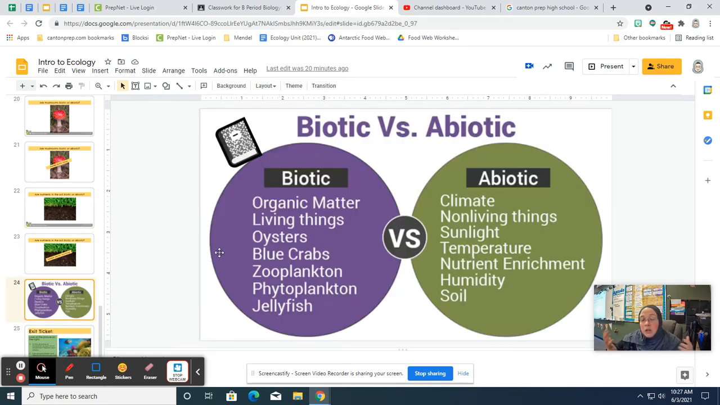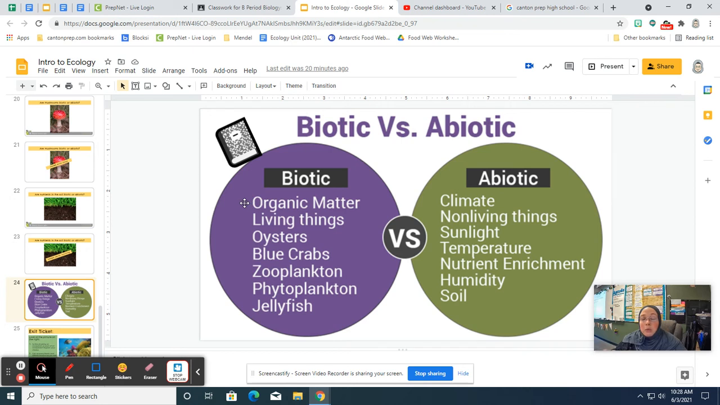If we were to think about an ecosystem, for example, a saltwater ecosystem, let's go ahead and talk about what would be the biotic and abiotic factors of that ecosystem. For biotic factors, you would expect organic matter. You would expect living things, so all the living things in that ecosystem, including, for example, oysters, blue crabs, microscopic zooplankton, microscopic phytoplankton, which are animal-like plankton and plant-like plankton, those two words. And jellyfish, these are all examples of biotic factors.